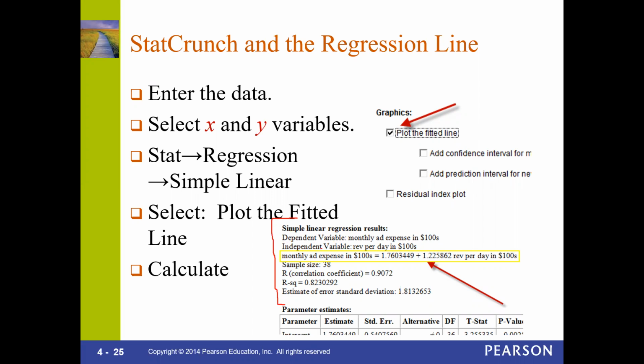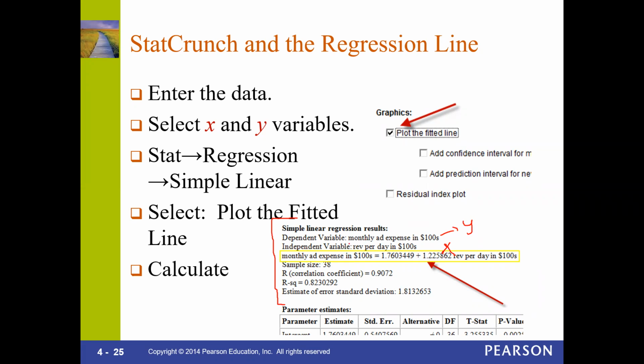Whenever they talk about the independent variable, it's always the X value. When they talk about the dependent variable, it's always the Y. You have to remember that. Dependent variables are always the Y value, and independent variables are the X value.